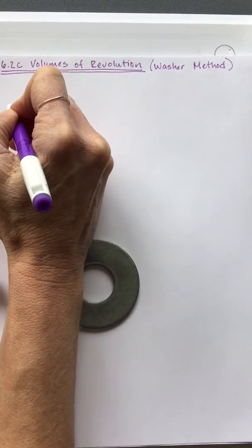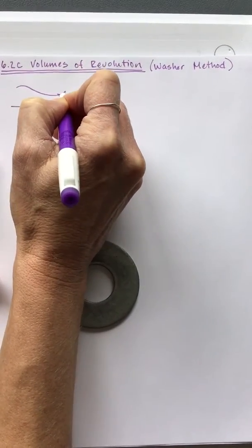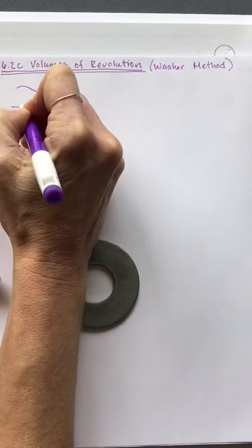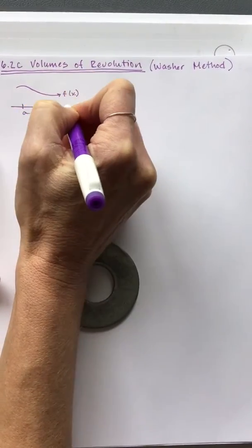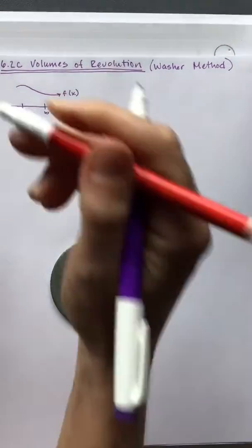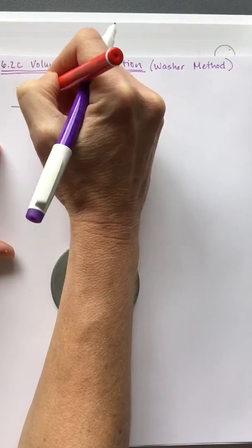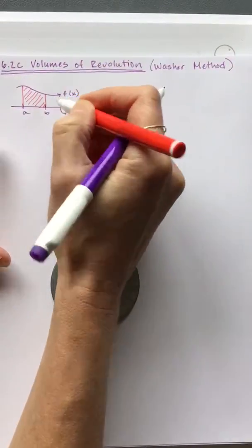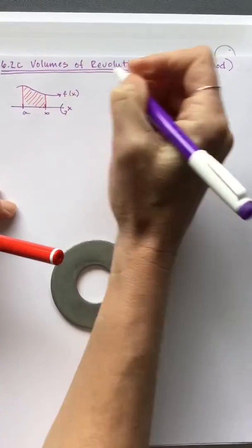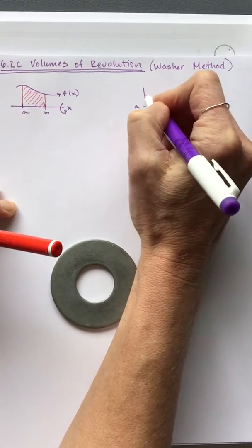So the reason being is what we've been doing so far is discs, because we've been taking a function like this, from A to B, and we've been rotating it about the axis, right? And when we do that, that makes a disc. And we've been doing it about the x-axis here and also the y-axis, right? So we've been doing it A and B.